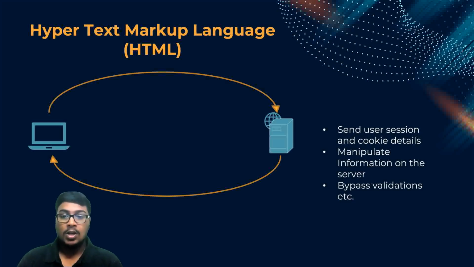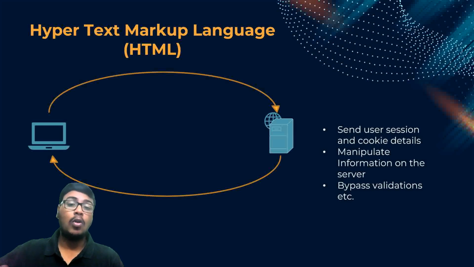So user session and cookie details are very important and crucial details for things like session hijacking to be done. And then manipulation of information on the server level is again something which should only be done in case the server knows what is happening. Hence all scripts that are executing and performing such activities should be scripts that are already present in the server, which means the HTML code that is hosted over the server should be the one that is executing such scripts.